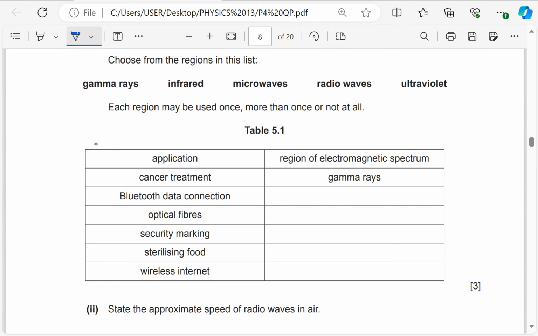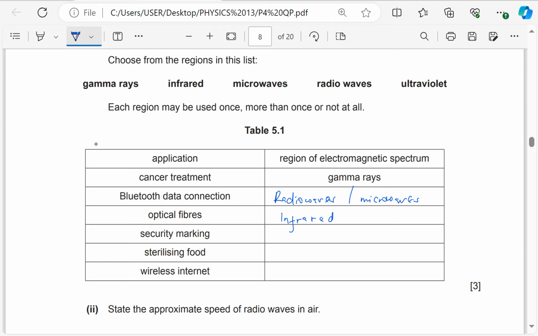Bluetooth data connection. Of course, we know that Bluetooth is either radio waves or microwaves. So here the answer could be radio waves or microwaves. Any of those two. Radio waves can be used for Bluetooth or microwaves, depending on the wavelength. Then optic fibers. Of course, optic fibers is always infrared, that is transmitting signals using light. The light which is normally used is infrared.